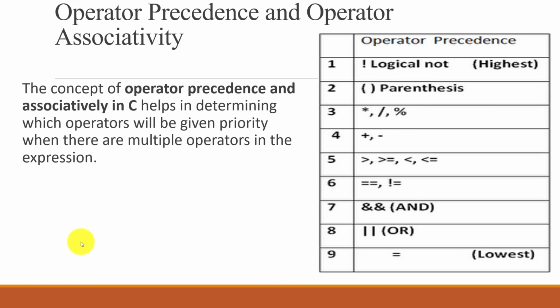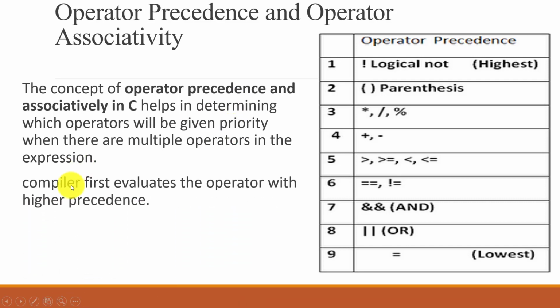Now let's first understand what is meant by precedence. Precedence is what determines how multiple operators, or multiple operators in an expression, are evaluated. It is a priority that fixes the order. So the compiler first evaluates the operator which has the higher precedence.